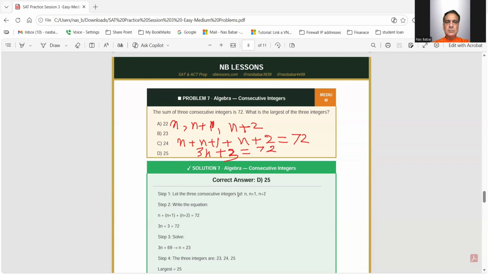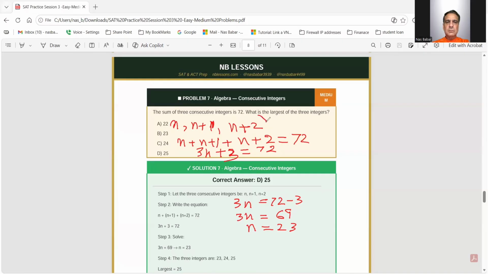Then you find the value of 3n. 3n is equal to 72 minus 3. So 3n is equal to 69. You divide both sides by 3, you get n is equal to 23. But wait, that is not the answer because they want what is the largest of the three integers.